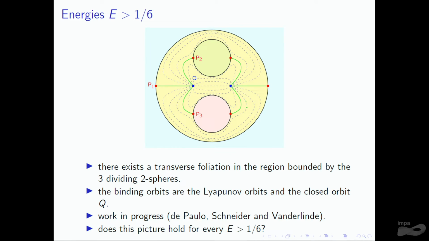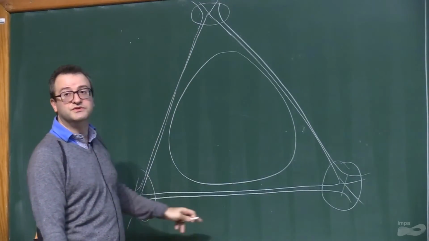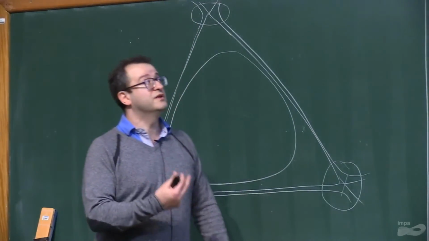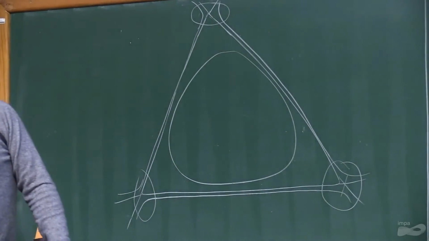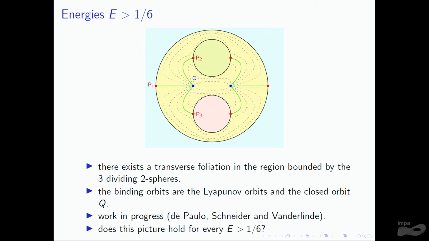So it's still expected that even if you lose a little bit of the convexity, you can still control the indices of the orbits in this region where you lose the convexity, in such a way that you can produce this foliation. This is a work in progress by Nayara De Paulo, Alexander Schneider, and André van der Linde. And the idea to produce the foliation is the following.